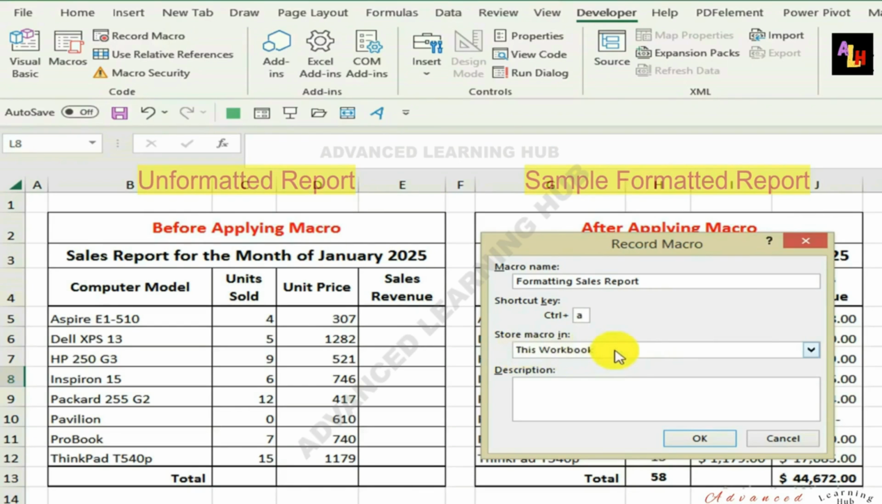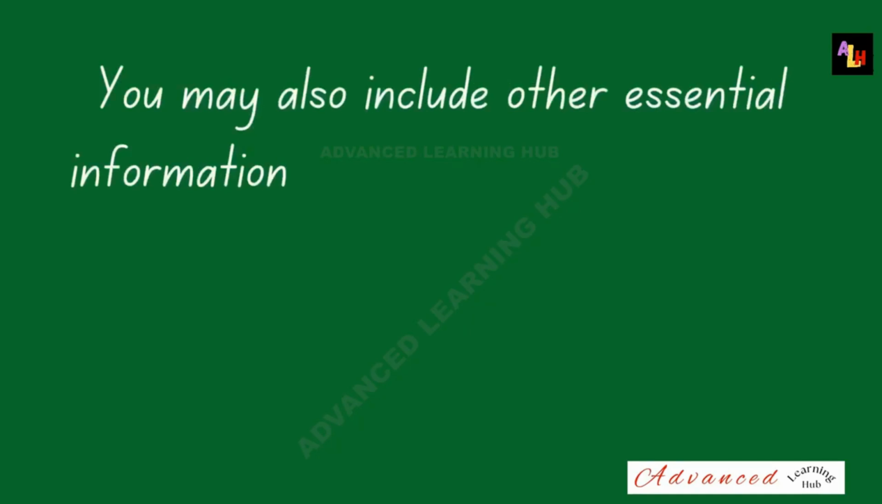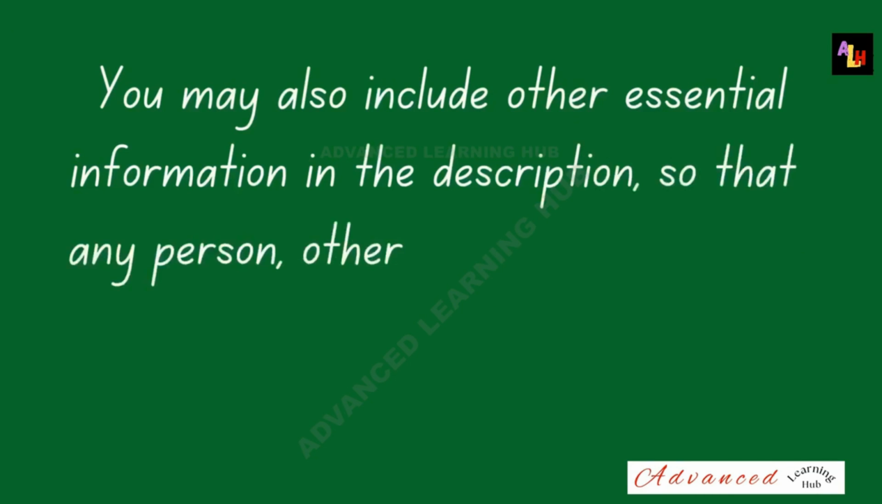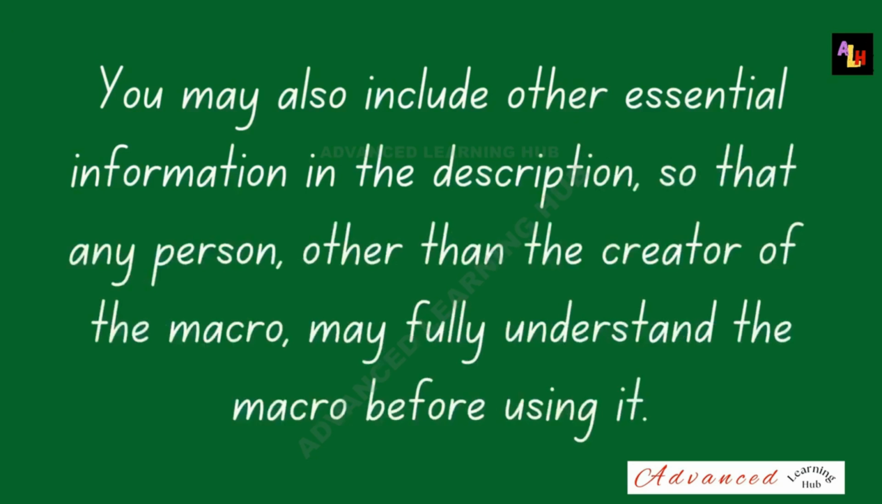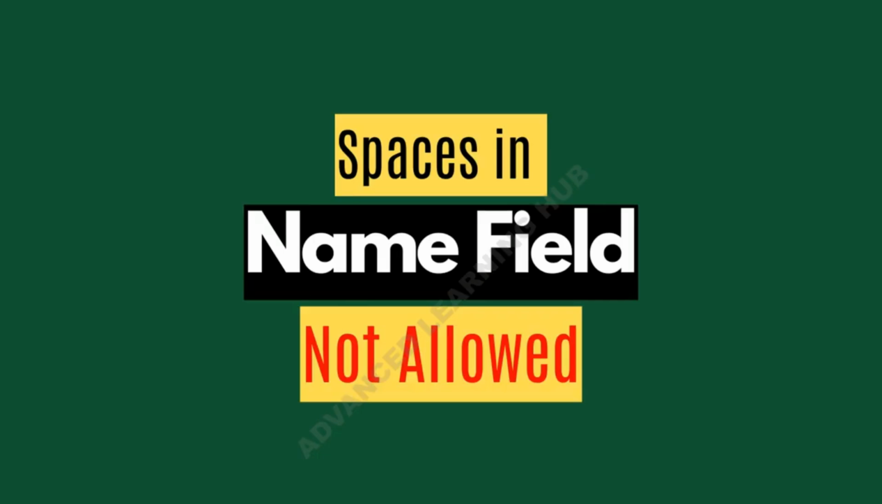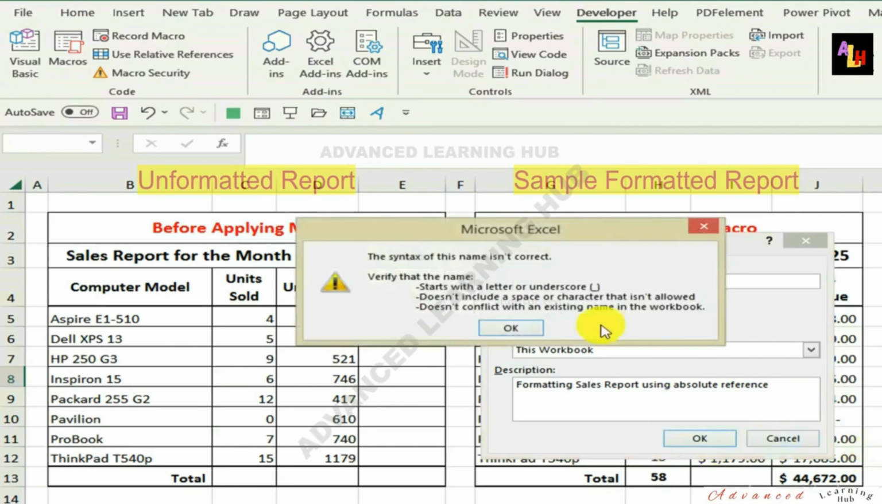Click the link to the top right side of the screen to find the detailed procedure to fill in the macro dialog box. In the description box, type information about the macro, such as Formatting Sales Report, using absolute references. You may also include other essential information in the description, so that any person, other than the creator of the macro, may fully understand the macro before using it. Then hit the OK button to start recording the macro.